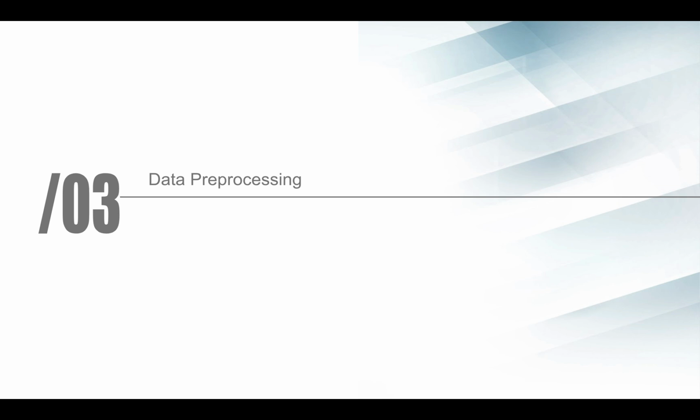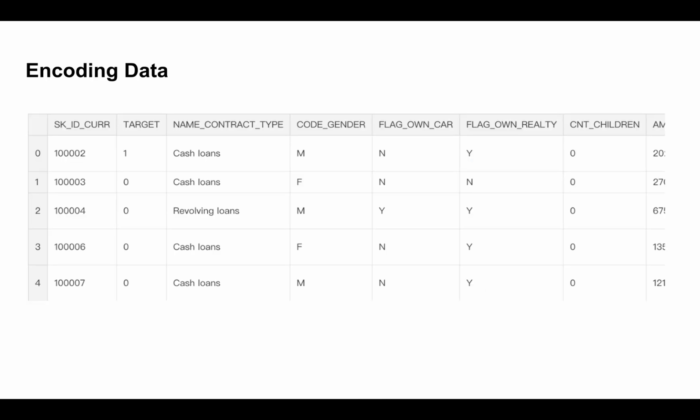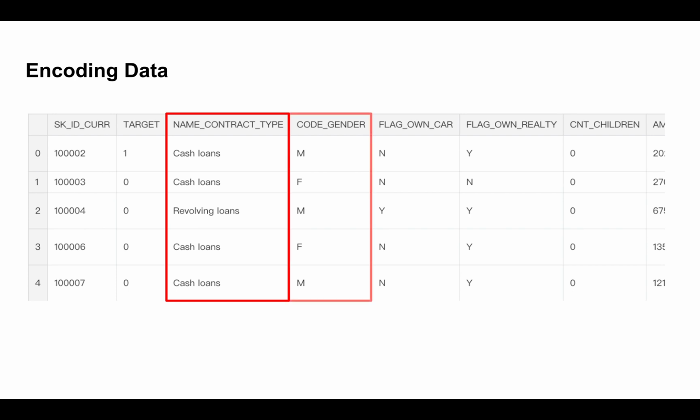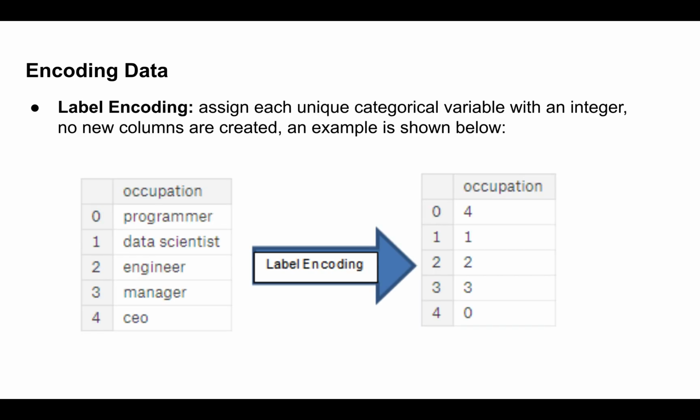Based on the exploratory data analysis, we are going to do some data pre-processing before we start to train the model. By data exploration, we found that there are some categorical variables in our data, like the contact type information and gender information. Most of the machine learning methods cannot deal with non-numeric data, so we need to find a way to encode them. The main ways of encoding data are label encoding and one-hot encoding.